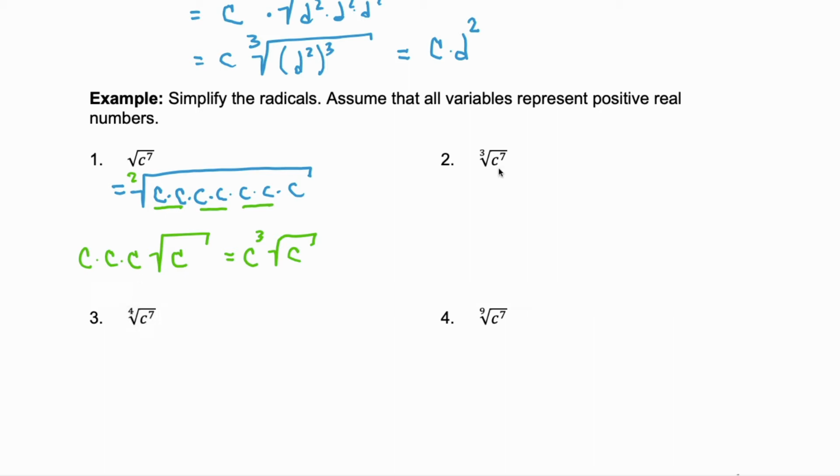Let's look at example 2. We're taking the cube root of c to the 7th. So we want groupings of 3's, right? So this would be equal to a c cubed times a c cubed times a c, right? All of those exponents add up to 7. 3 plus 3 plus 1.